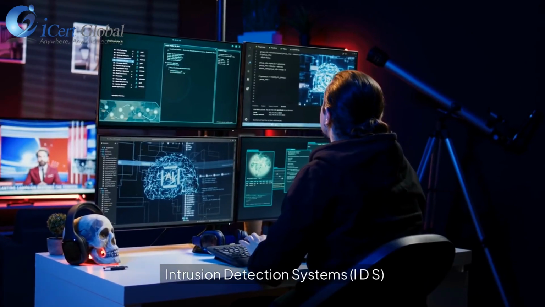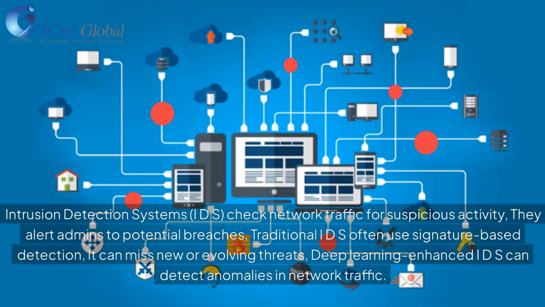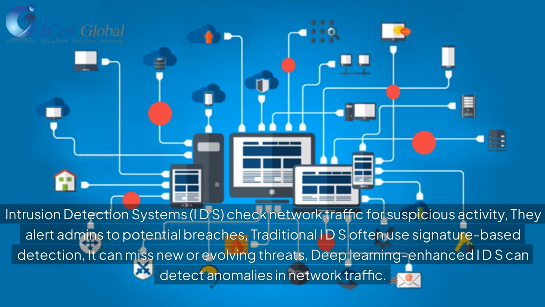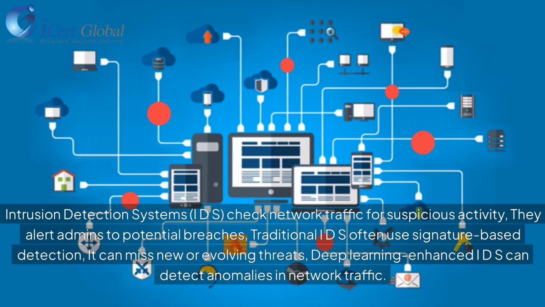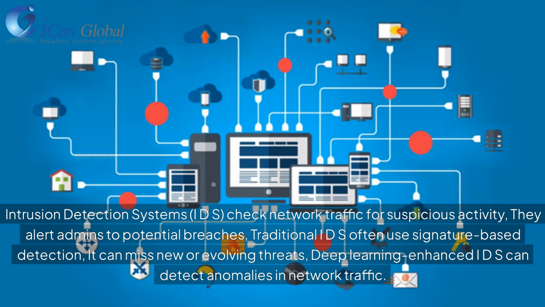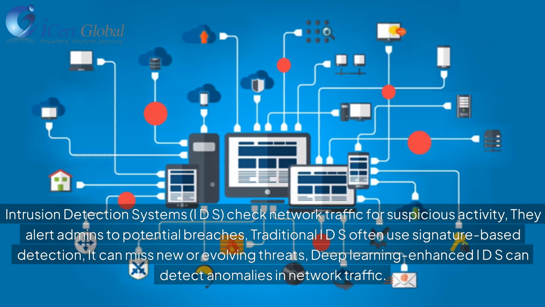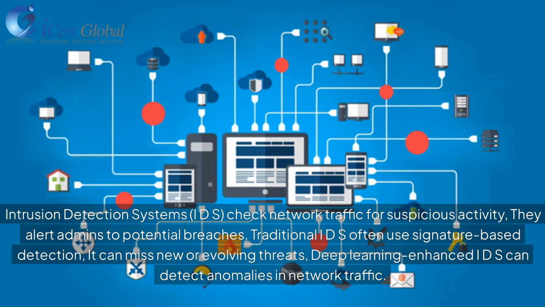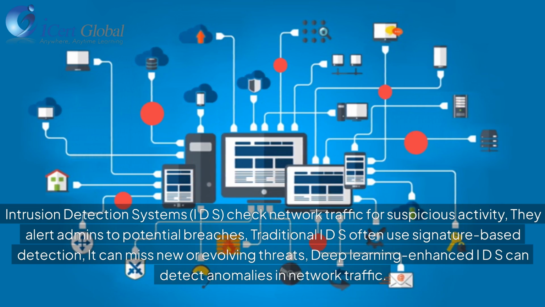Intrusion detection systems, IDS. Intrusion detection systems, IDS, check network traffic for suspicious activity. They alert admins to potential breaches. Traditional IDS often use signature-based detection. It can miss new or evolving threats. Deep learning enhanced IDS can detect anomalies in network traffic.